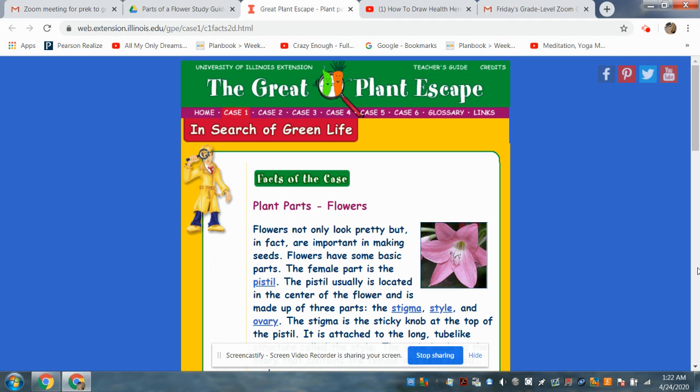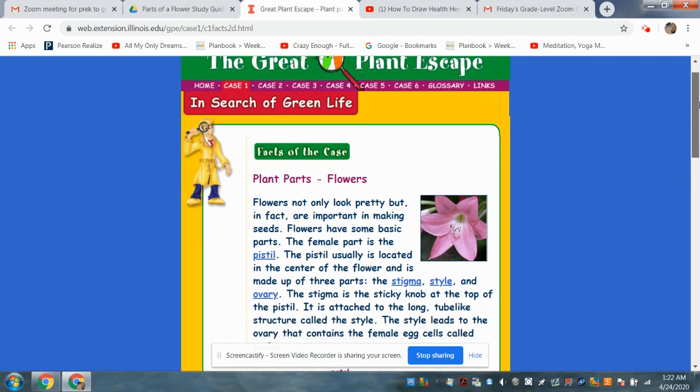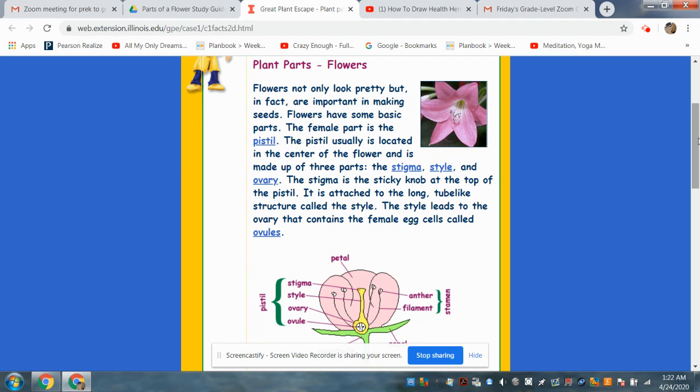That's the female part. The pistil usually is located in the center of the flower. So you would find the pistil in the center of the flower. It is made up of 3 parts: the stigma, the style, and the ovary. The stigma is the sticky knob at the top of the pistil. It is attached to the long tube-like structure called the style. The style leads to the ovary. That contains the female egg cells called ovules.